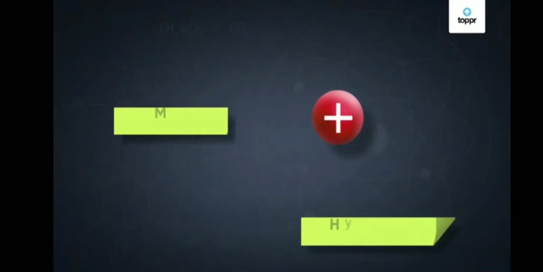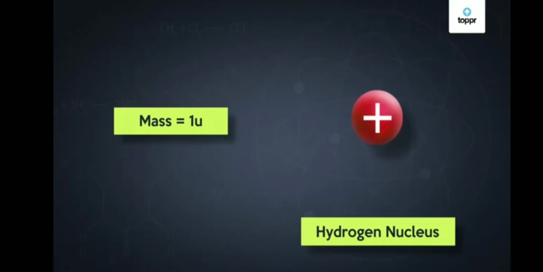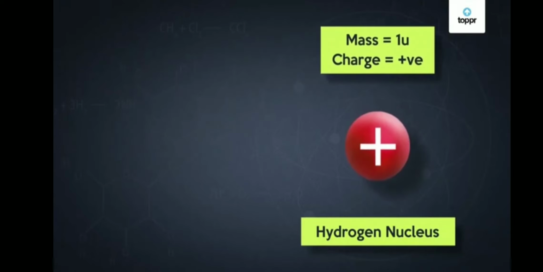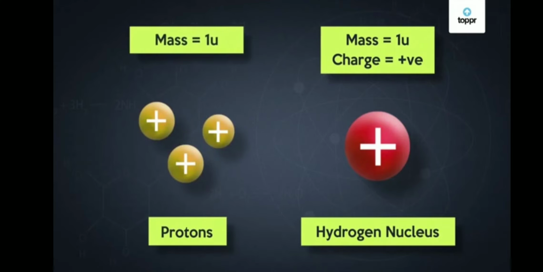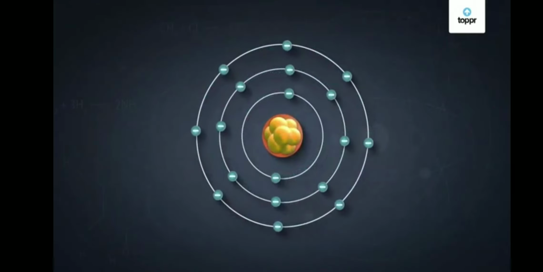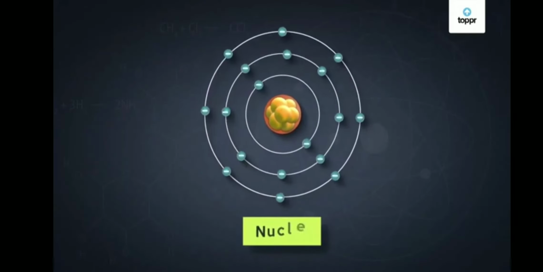Its mass is close to 1 U and it has a positive charge. So just like the hydrogen nucleus, the protons inside the nucleus are also almost equal to 1 U in mass and have a positive charge. These protons together make up the mass of the nucleus.